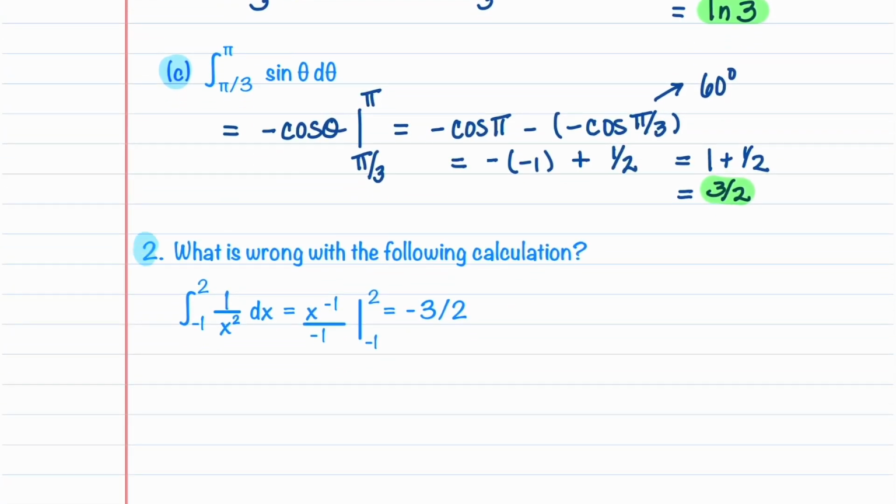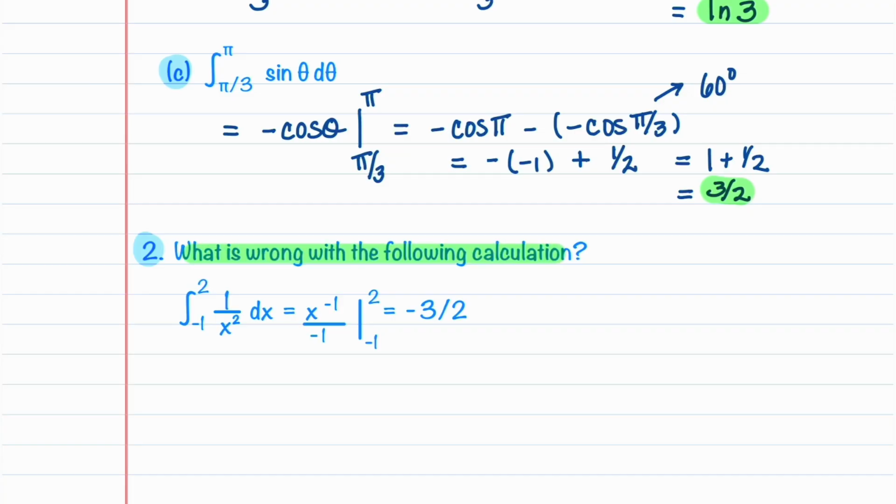Now we have one last example. I wanted to include this because this trips students up all the time, and it is so easy to do this calculation wrong. We're asked to find out what is wrong with the following calculation.